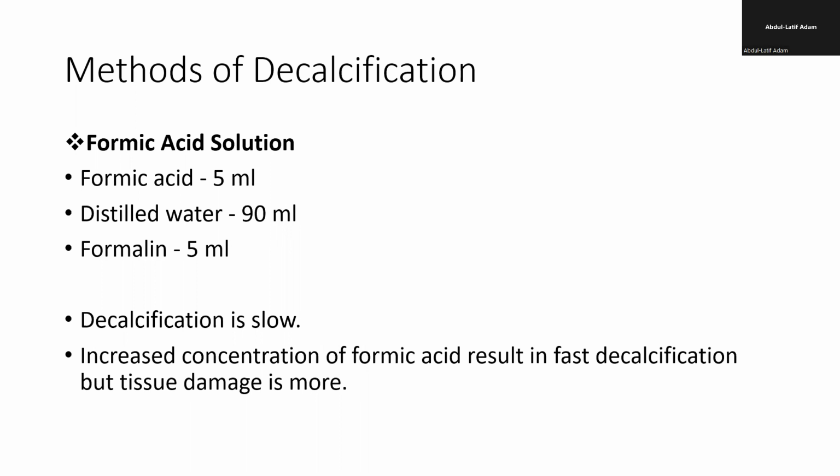Another one is formic acid. This is the most common one, because if you use the harsh ones, the very strong acid, it can cause distortion. This one is a weak acid. It takes a long time to decalcify, but it does it slowly by not causing any distortion to the tissue. So the distortion caused in formic acid is very minimal. You may not even notice it.